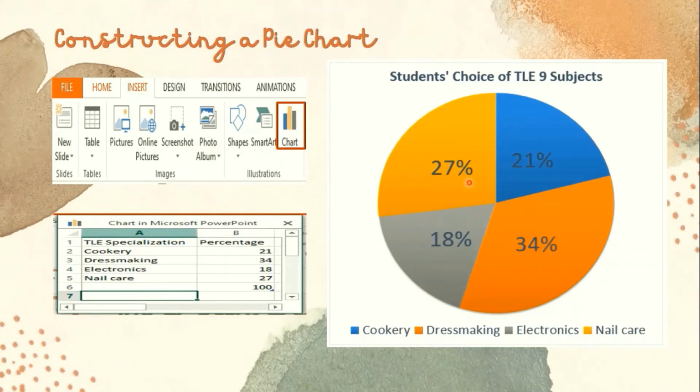How much greater in proportion is cookery than electronics? So, ang cookery ay 21 at ang electronics ay 18. Difference nila. So, 21 minus 18 is equal to 3. Kaya ang difference of cookery and electronics ay 3%.